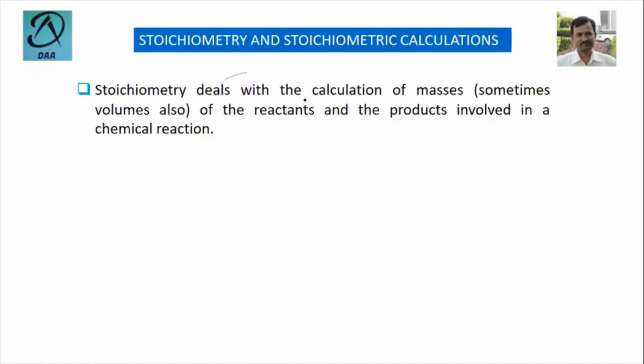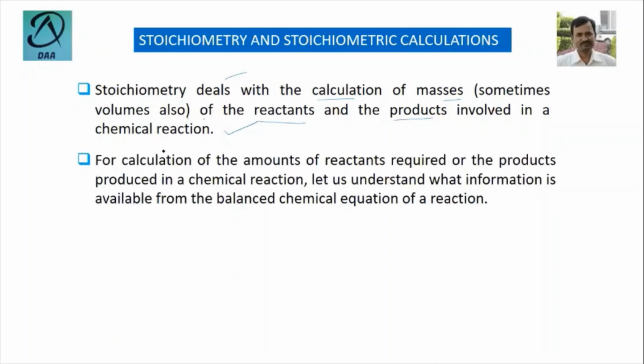Stoichiometry deals with the calculation of mass, sometimes volume also, of the reactants and the products involved in a chemical reaction. For calculations, you need either the amounts of the reactants or the amounts of the products in a chemical reaction. Let us understand what information is available from a balanced chemical equation.